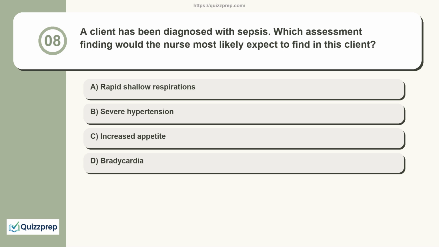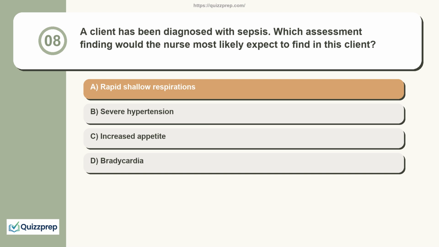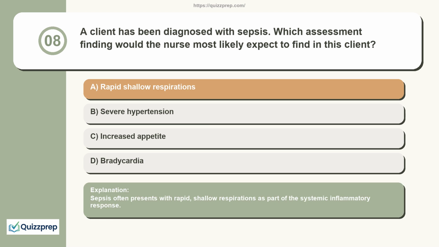Question 8. A client has been diagnosed with sepsis. Which assessment finding would the nurse most likely expect to find in this client? Rapid shallow respirations, severe hypertension, increased appetite, bradycardia. Sepsis often presents with rapid, shallow respirations as part of the systemic inflammatory response.